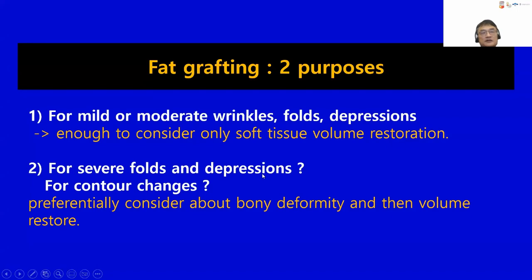So as I mentioned about anatomy and aging process, my idea to prevent this and to get successful results is that the fat should be preferentially injected to modify the bony deformity first and then correct the soft tissue volume defect secondly. It eventually corrects the severe volume defect with a natural and lifted facial contour.